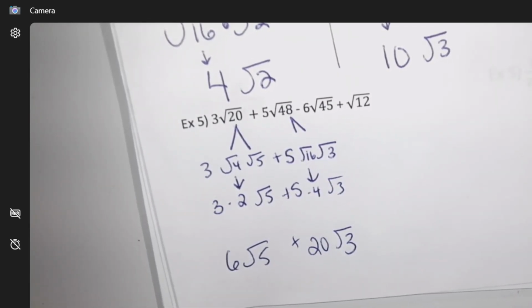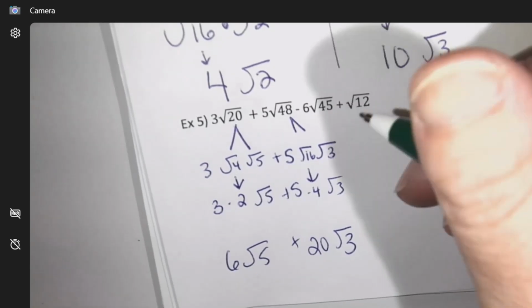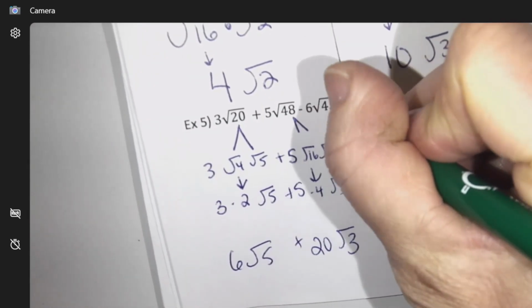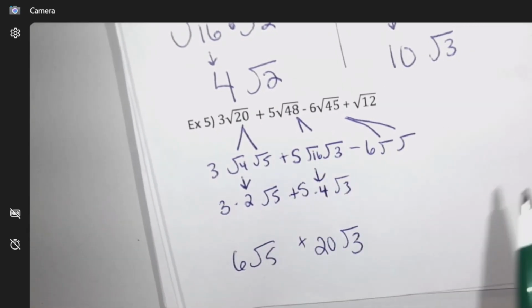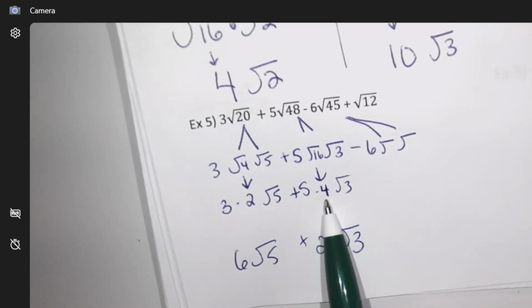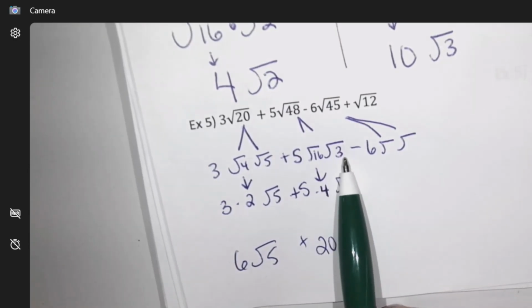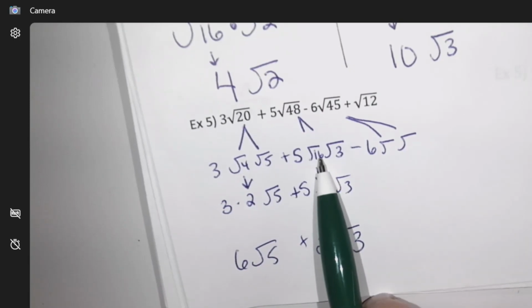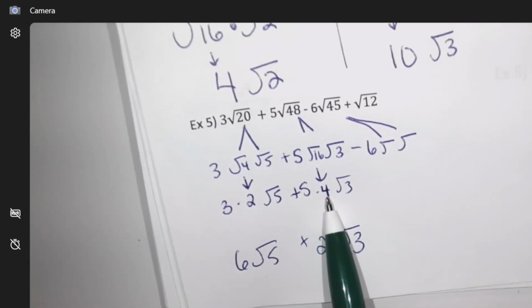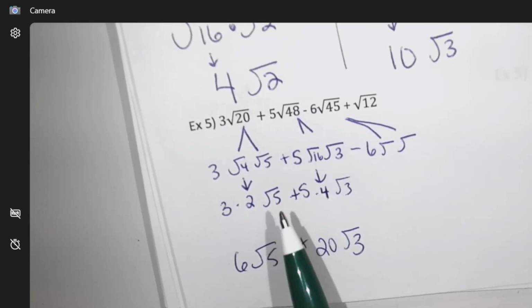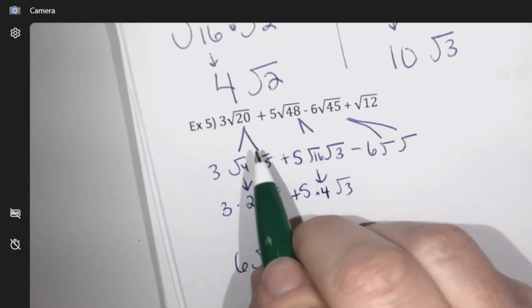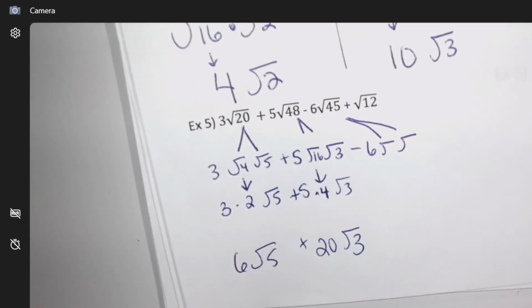What did you get on that part? 20 root 3? Wait, where? This guy? Yeah. 16 times 3 is 48, right? And then the square root of 16 can turn into a 4. And then I can connect the 4 with the other 5 in the front. Yeah, they're timesed. Right there, they're timesing.